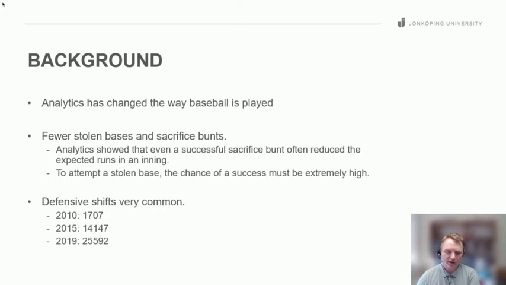We can also look at what is called a defensive shift, and the most typical shift is when there are 3 infielders positioned to the right of second base with a lefty batting. This was a rare positioning if we go back to 2010, with altogether just 1,700 defensive shifts in the entire season. In 2019, there were more than 25,000 defensive shifts.